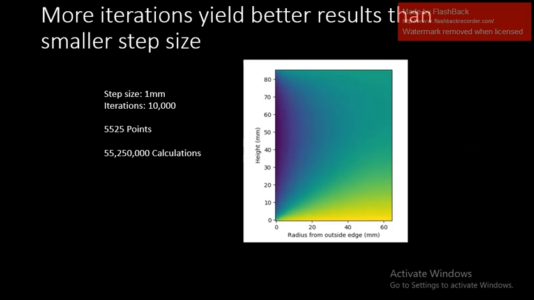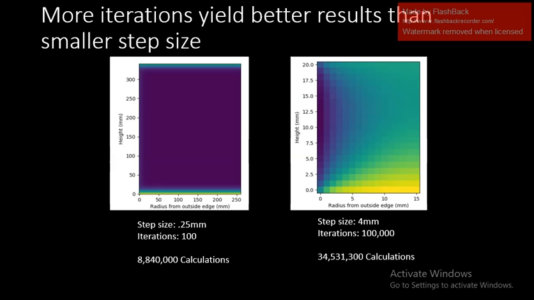Using our numerical methods, we determined that using more iterations will yield better results than using a smaller step size. For example, with the same boundary conditions, if we use a step size of 1/4 millimeter with only 100 iterations versus a step size of 4 millimeters and 10,000 iterations, we can see that the larger number of iterations, even with a larger step size, will give us a better clue of what the overall trend is.